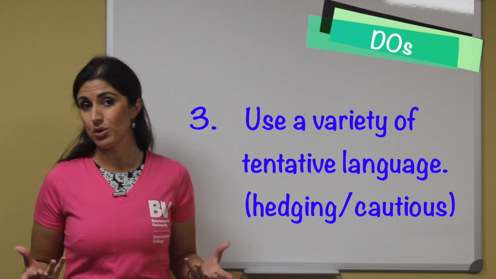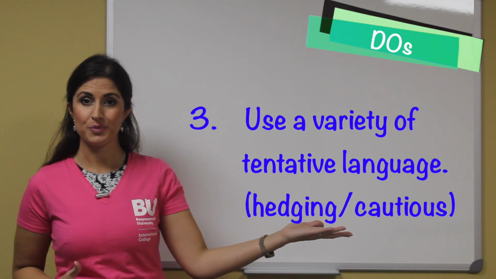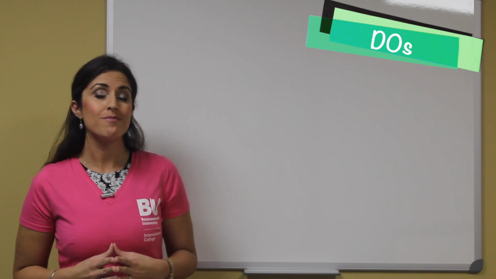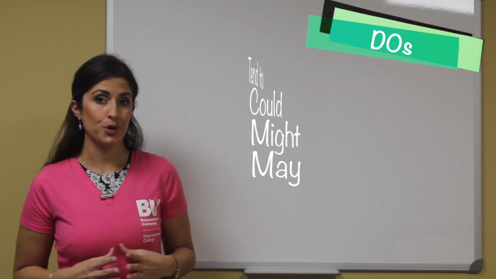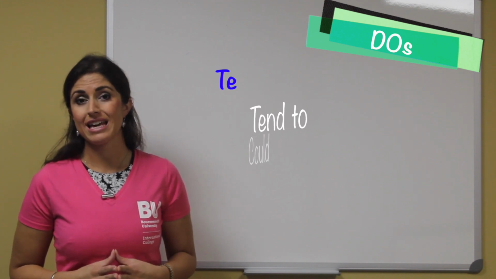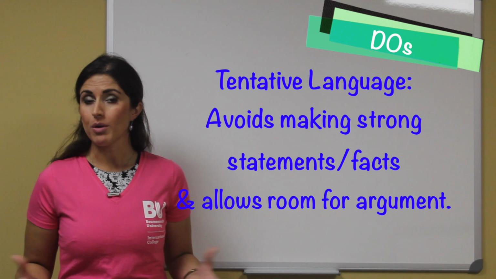This could also be called hedging or cautious language. This includes simple things like modal verbs, may, might, could. Other fixed expressions like tend to. By using cautious language, you avoid making strong statements or facts and allow room for argument in your essay.